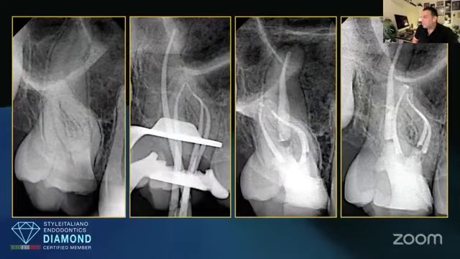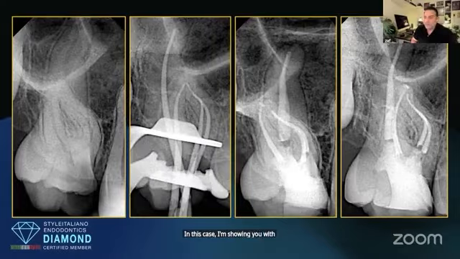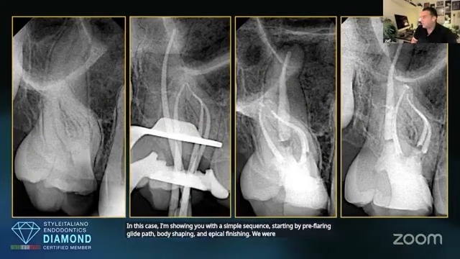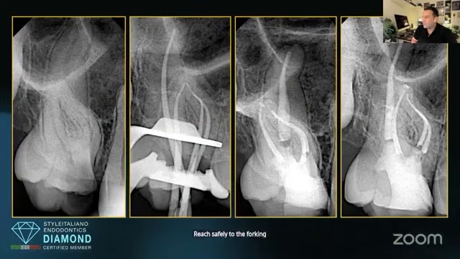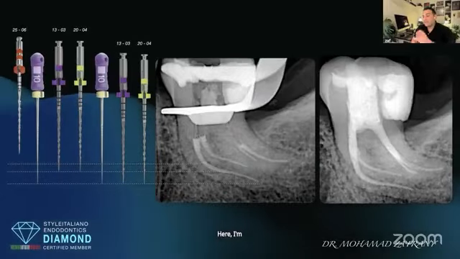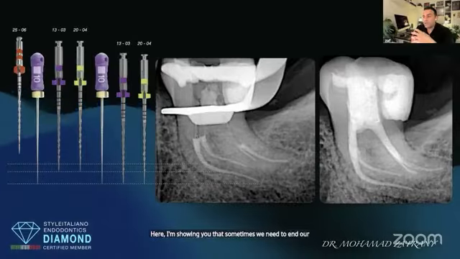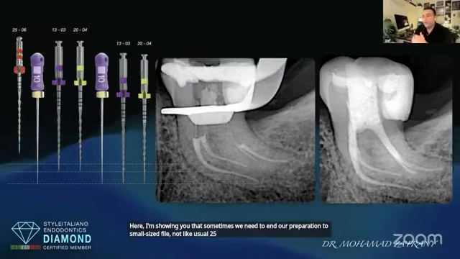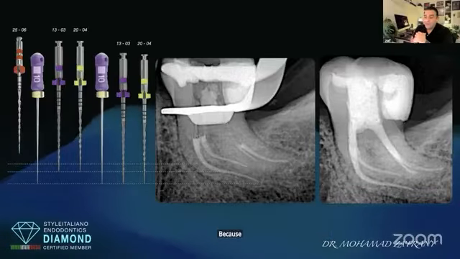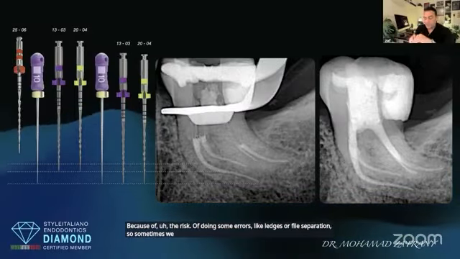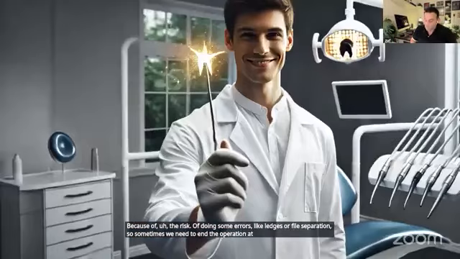In this case, I'm showing you a simple sequence, starting with pre-flaring, glide path, body shaping, and apical finishing. We were able to reach safely to the working length, ensuring a good quality of treatment. Here I'm showing you that sometimes we need to end our preparation at a small sized file, not like the usual 25/06 or 30/04, because of the risk of doing some errors like ledges or file separation. So sometimes we need to end our preparation at a smaller size, maybe 20/04.